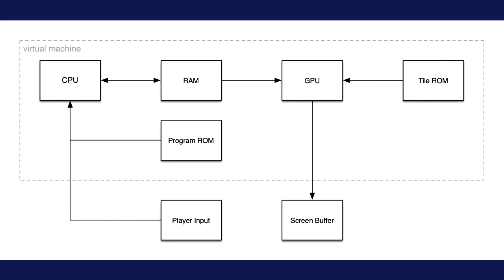So this diagram shows a high-level overview of how the different parts of the emulator connect together. In the dotted section at the top, that shows the components of the virtual machine, and the things outside of that are just the parts of the application that communicate with the virtual machine. So the VM's got the CPU, which is connected to the RAM and the program ROM. The GPU is connected to the RAM and its own tile ROMs. And the GPU's job is to produce data for the screen buffer, which the application renders to the screen. Player input's captured from the keyboard, and then that's converted into the memory mapped I/O that the CPU reads.